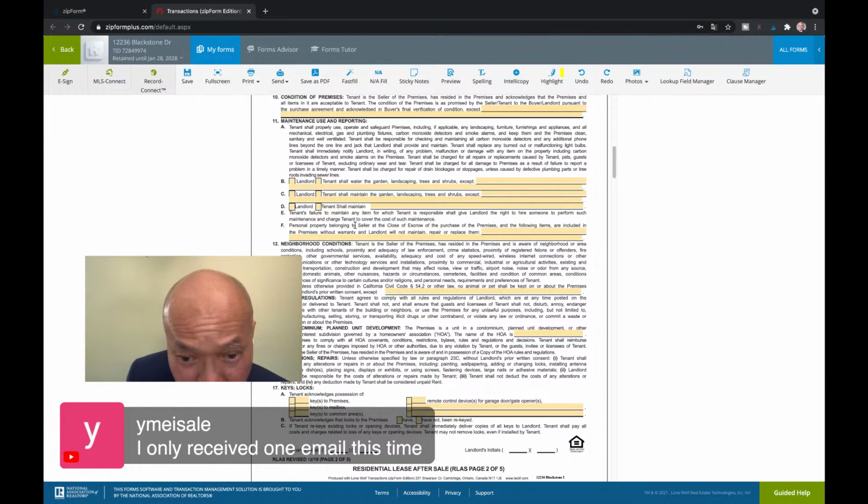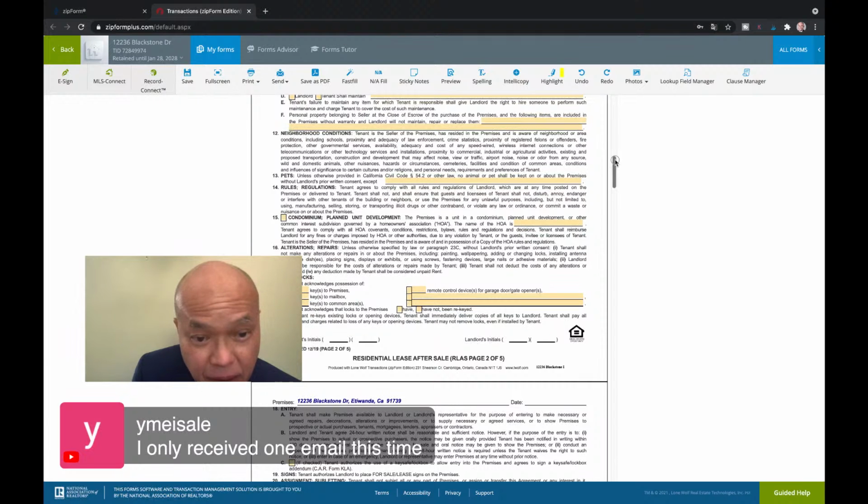And then the personal property belonging to seller and the following items are included in the premises without warranty and landlord will not maintain. So if there is any furniture included in the purchase, such as a sofa, this particular provision says that the seller will not maintain or repair it, because they're being sold to the buyer without any kind of warranties, right? Now, if there are exceptions, then you have to insert the exception here, okay? All right, we're moving right along.